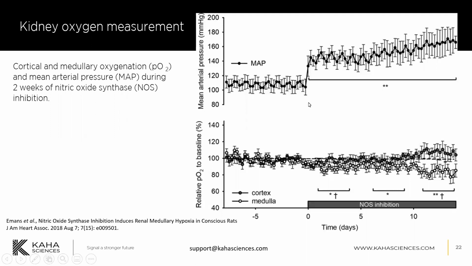And you can see that when the animal is exposed to nitric oxide synthase inhibition through L-NAME in the drinking water, you get an increase in mean arterial pressure, as you would expect with the nitric oxide synthase being inhibited. What's interesting is that the cortical tissue oxygen in the black dots here, if anything, increases slightly towards the end with the big increase in mean arterial pressure, but the medullary tissue oxygen actually decreases. So she was able to tease out the differential response of the cortex versus the medulla in the kidney.